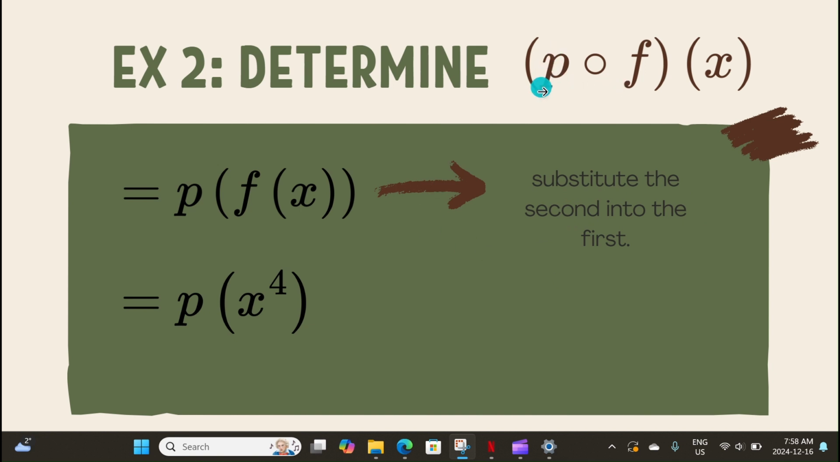The first function is p of x and the second is f of x, so we have to substitute f of x into p of x, which looks like p of x to the power of 4.